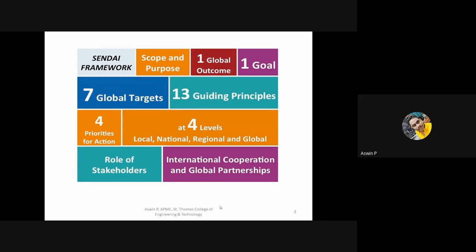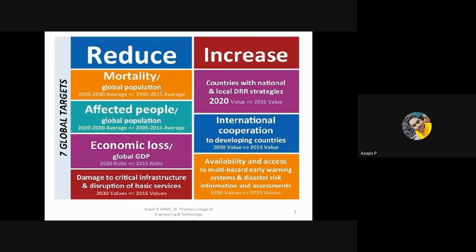In the last class, we completed scope and purpose, global outcome, goal, and the seven global targets. A very important thing in this part is the seven global targets. I have already told you to draw this figure and the seven global targets figure, because these two are very important and they may ask the seven global targets for 7 or 8 marks. So you should do as I have mentioned. You have to draw this figure.